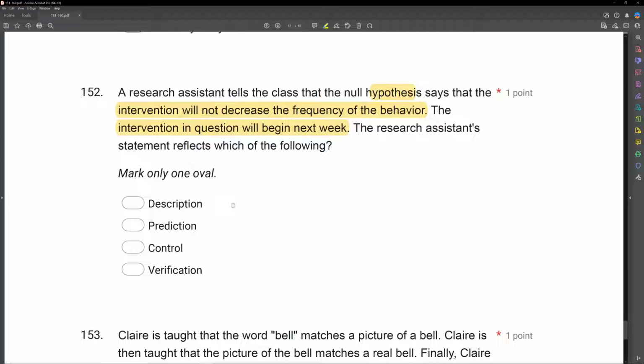She's predicting what may happen once she starts introducing her intervention. The following week, she's going to attempt to demonstrate control. And control is when we have that experimental control between our IV and our DV, right? Her intervention is affecting the behavior, and she can control the behavior through the intervention. So the research assistant statement is reflecting which of the following? Well, B, prediction. She's making her prediction about what's going to happen with the intervention. Next week, again, she's going to try to demonstrate control.